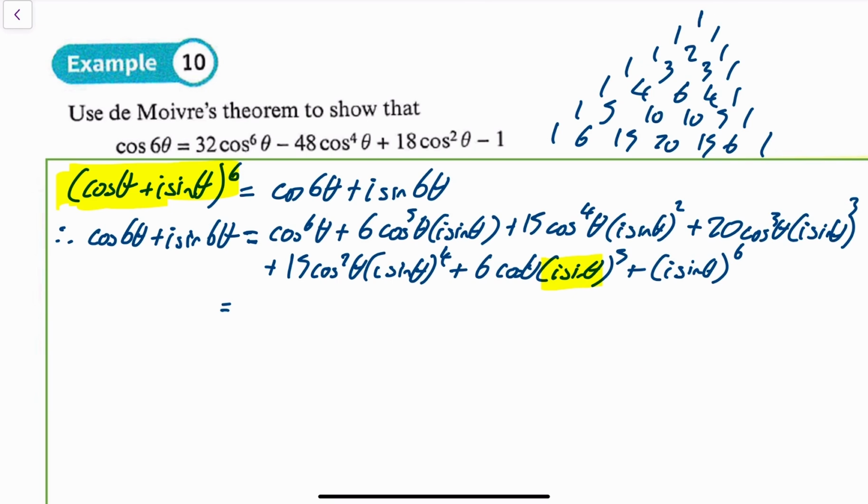When we do those all out, we'll talk through how we get all of these. The first one's dead easy.